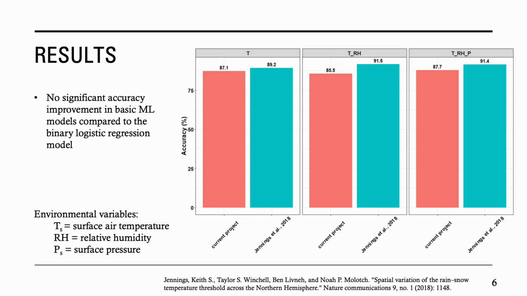of environmental variables. So for instance, if you take a look at the plot for temperature and relative humidity, for the benchmark specifically, we have a 91.5% accuracy rate compared to the temperature, relative humidity, and pressure plot, where the benchmark accuracy rate is 91.4%. So there isn't a huge difference between the accuracy rates.